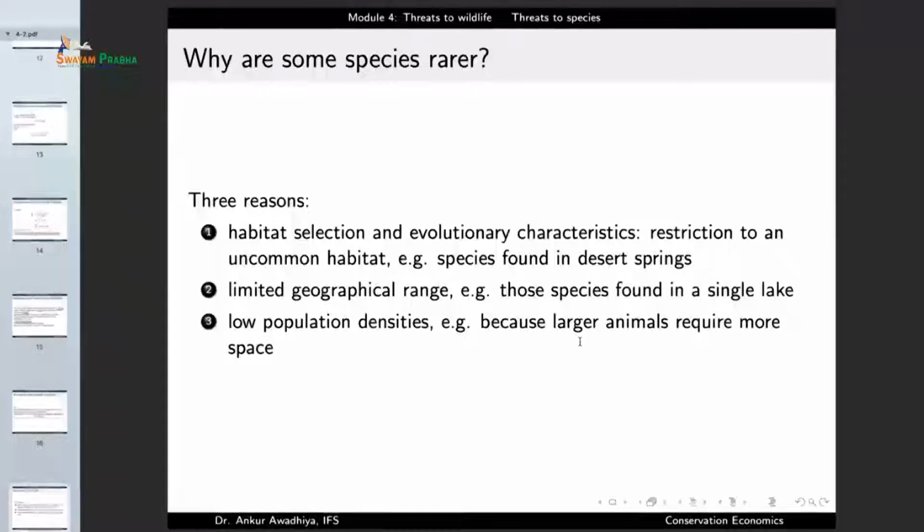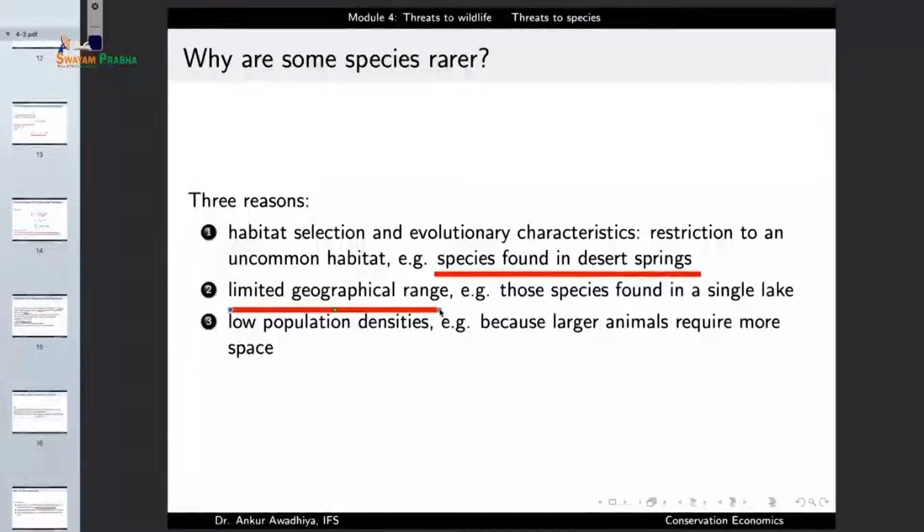Now, why are certain species rarer? There are three reasons. One, habitat selection and evolutionary characteristics because of which a species is restricted to an uncommon habitat. An example is species that are found in desert springs. In the deserts, we already have very few springs. So a species that is localized to a spring in the desert will automatically be a very rare species. Or species with a limited geographical range, such as those found in a single lake.